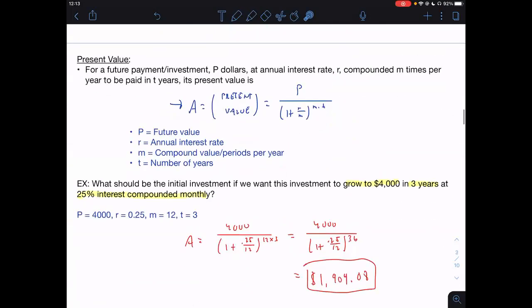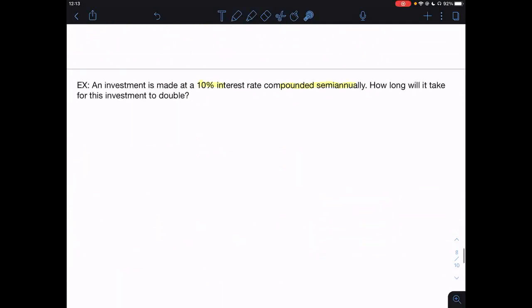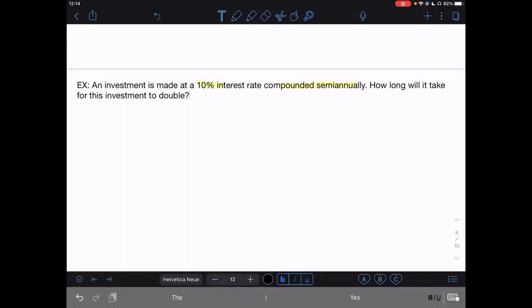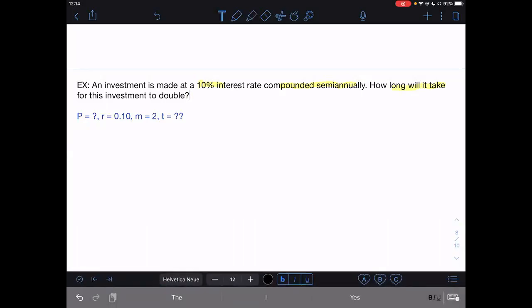But let's see what's given to us in this problem. All we know in this problem is how many times we compound per year and the interest rate. Notice that we don't know the initial investment. We don't know P. P is unknown. But we do know that our interest rate is 0.10, and we're going to compound this twice. And in this case, we want to solve for how long it will take for this investment to double, meaning we want to solve for t. If we want to figure out how long it will take to reach a certain amount, then that means we're solving for t.